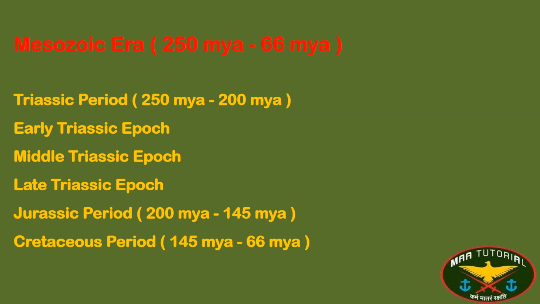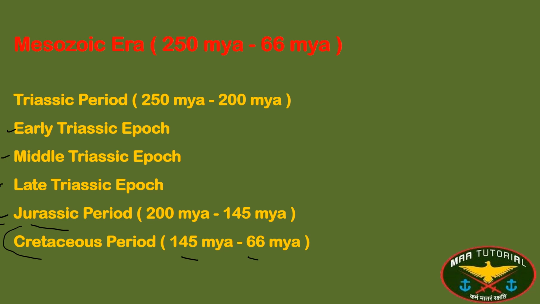And the next is the Mesozoic era, about 250 million years ago to 66 million years ago, divided into the Triassic period. The Triassic period is also divided into three parts: early Triassic, middle Triassic, and late Triassic epochs. And the important Jurassic period is also part of the Mesozoic era. And the last one, the Cretaceous period, is the last period of the Mesozoic era, about 145 million years ago to 66 million years ago.